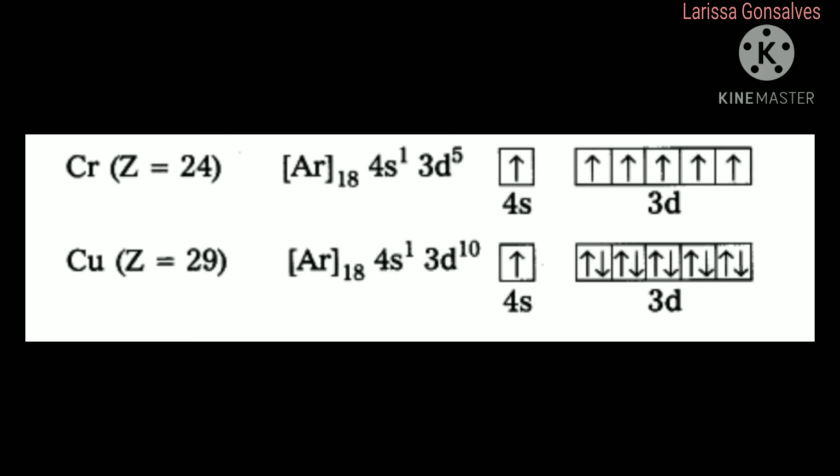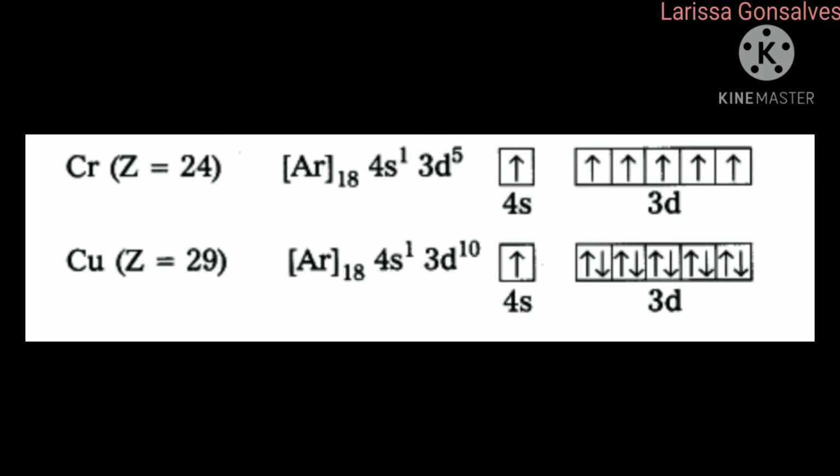In chromium, there is 1 electron in the 4s shell and 5 electrons in the 3d shell, so it is half filled and stable. For copper, there is 1 electron in 4s and 10 electrons in 3d. So the s shell is half filled and the d shell is completely filled. Again, it is stable because we know that half filled and completely filled shells are stable.